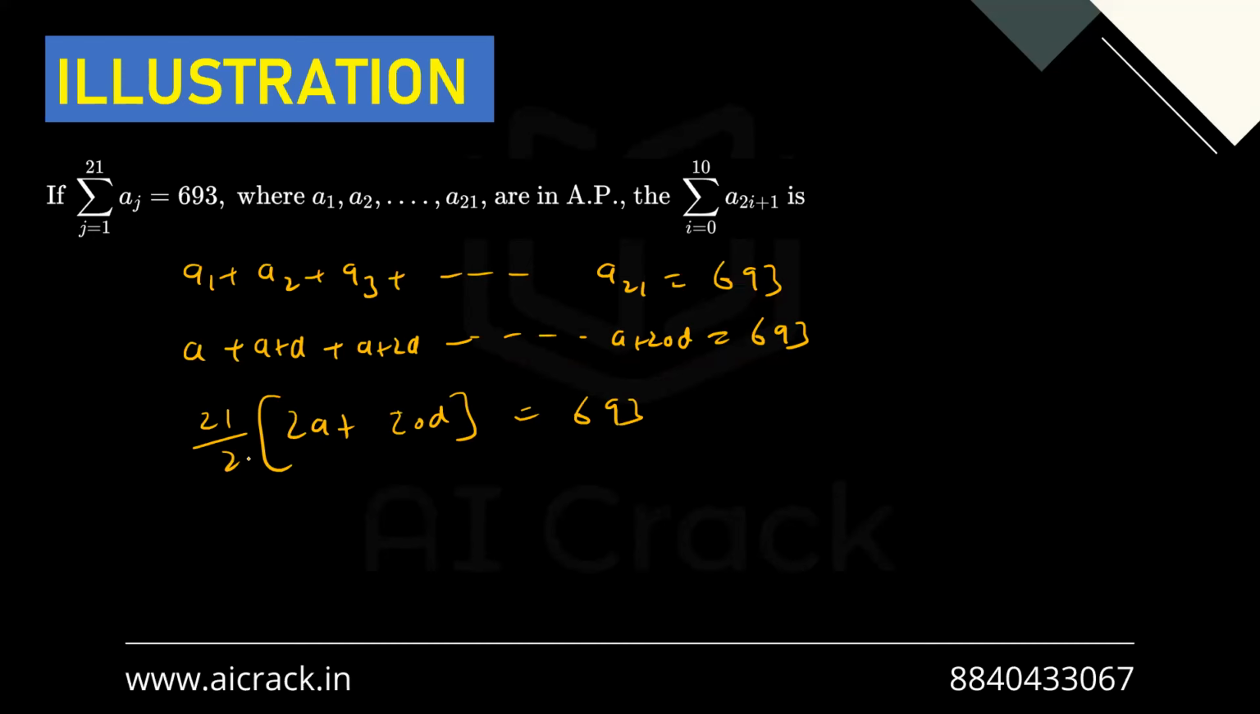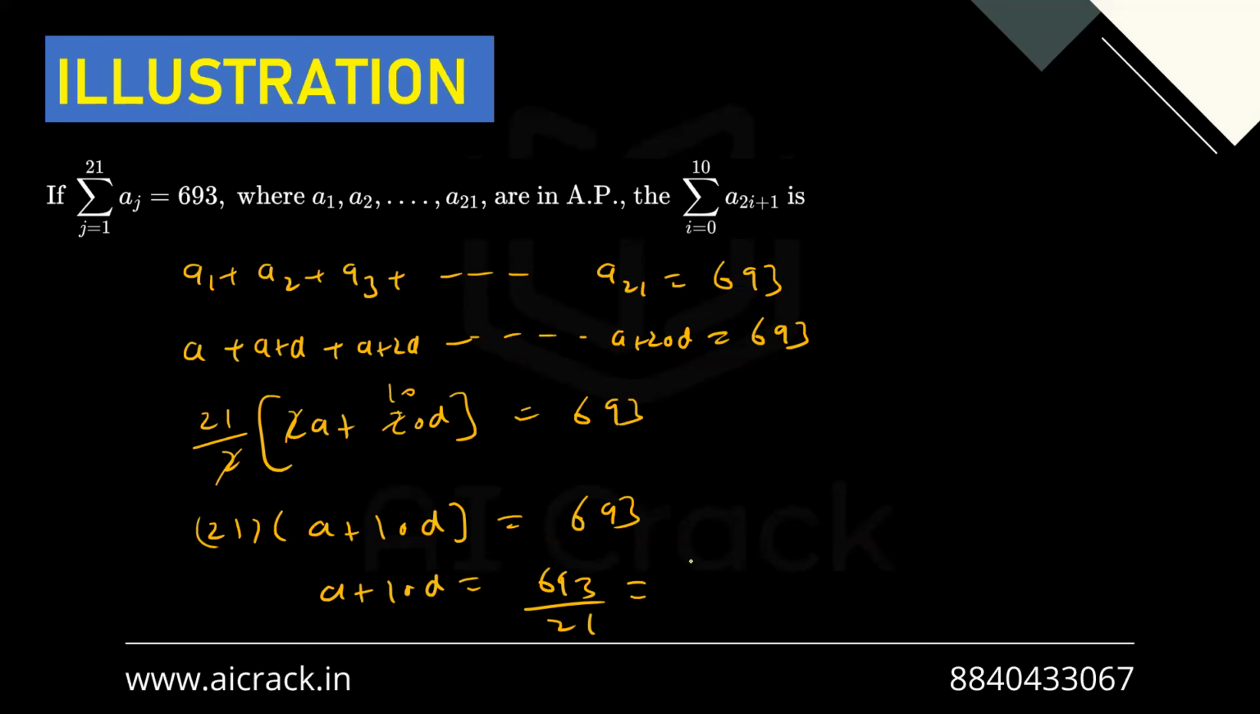Okay. So this and this gets cancelled out. What we have got: 21 times (A plus 10D) equals 693. So A plus 10D comes out to be 693 divided by 21. That is 33. Okay. Now what do we need to find over here? We need to find this.